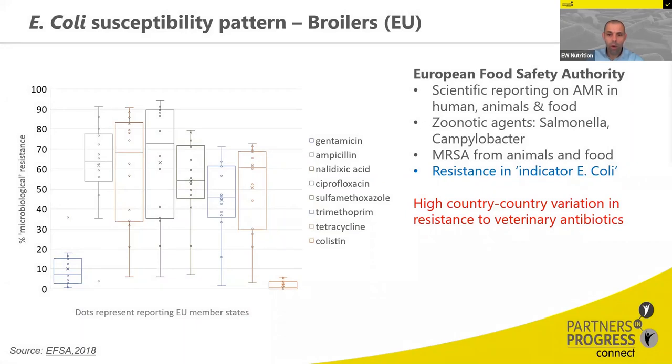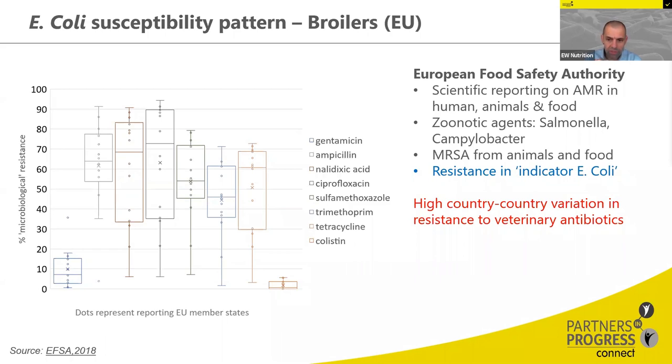Now, E. coli is a commensal bacteria that is present in all animals, being a natural gut inhabitant. It happens to be a bacteria that is very capable of horizontal transfer of plasmids and thereby transfer of antimicrobial resistance genes. So this has been widely used as an indicator bacteria to monitor the development of antimicrobial resistance.